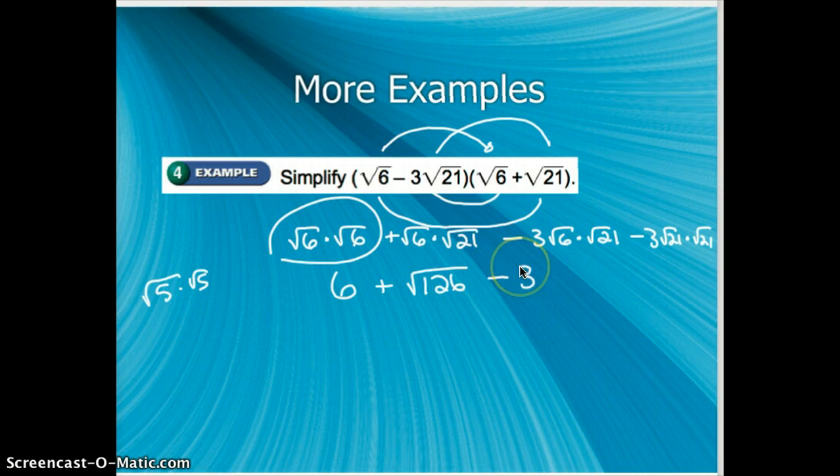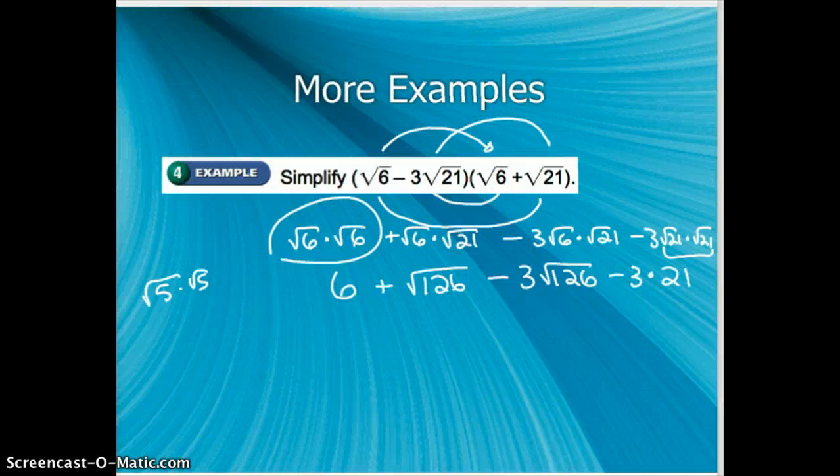But then minus 3 times root 126. And then here, minus 3 times, again, root 21 times root 21, that's just 21. Okay, we're definitely not done. We've got a good ways to go, actually, I would say.